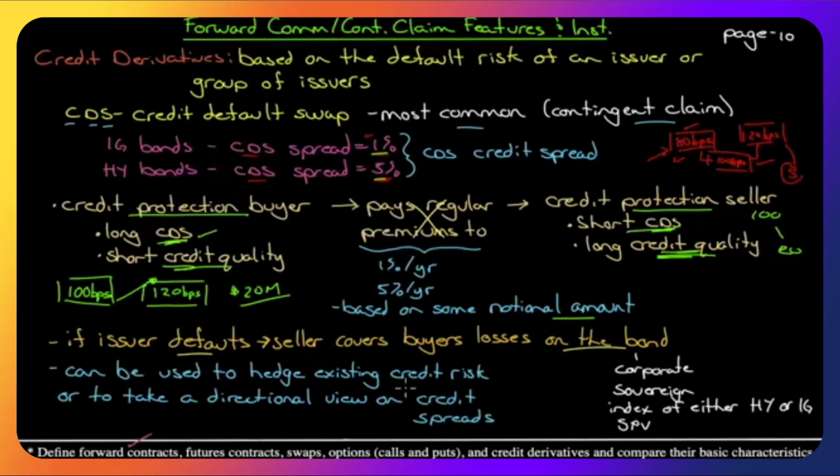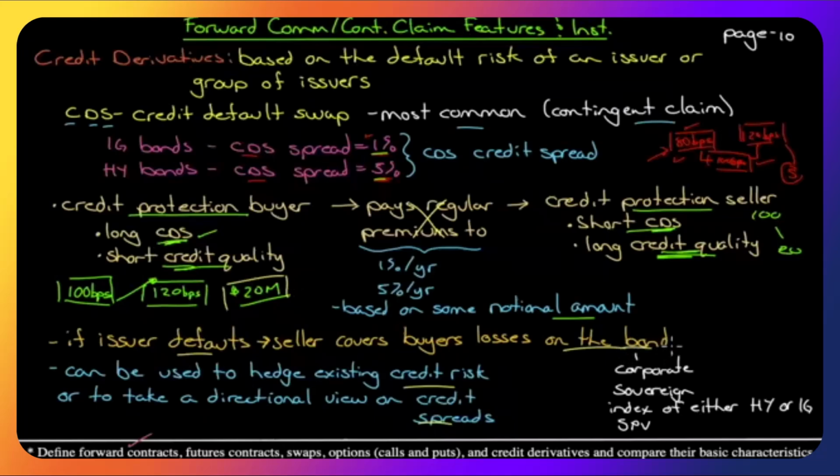It can be used to hedge existing credit risk, or you can take a directional view on credit spreads. You may have $20 million worth of bonds and say, I'm nervous. Well, then buy insurance. Or you may just note that there's a particular issuer out there and you say, you know what, that issuer is going to have trouble. Their credit spreads are going to widen. I don't have any bonds, but I know their credit spreads are going to widen. I know what I'm going to do. I'm going to take a long position in a CDS on that issuer.